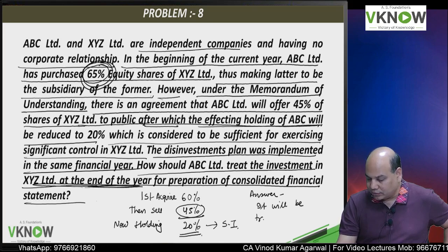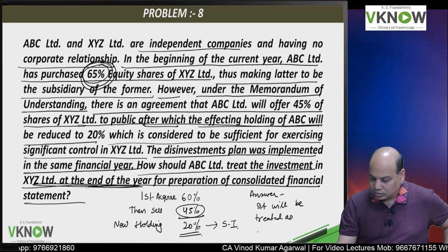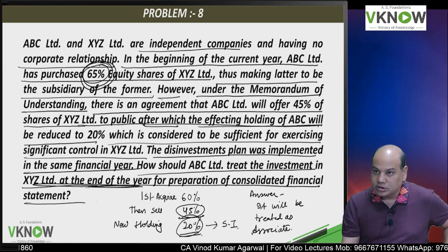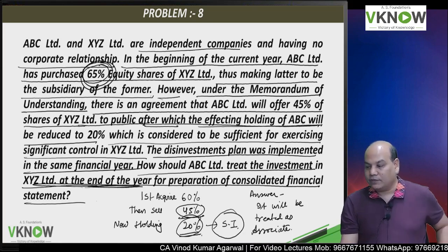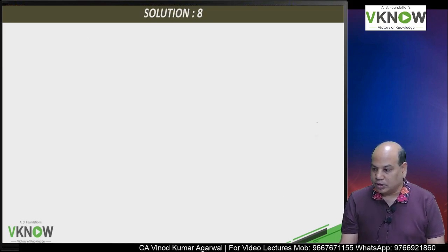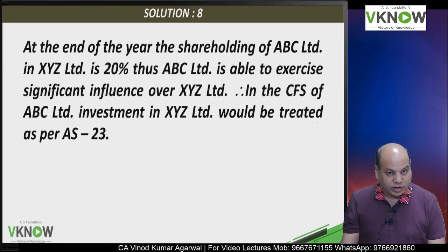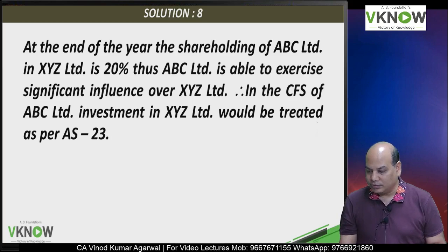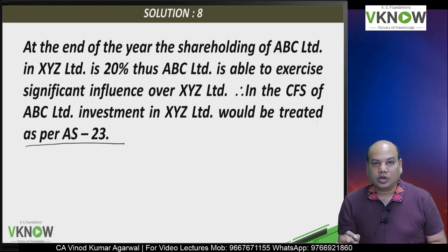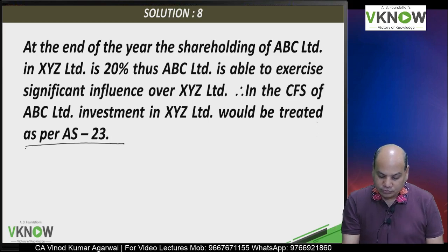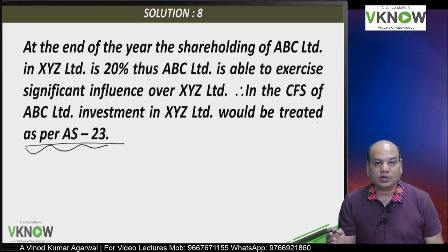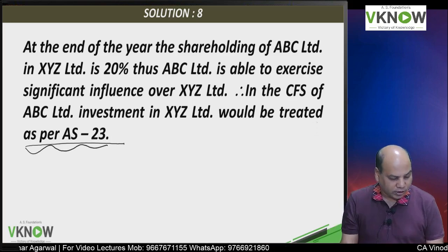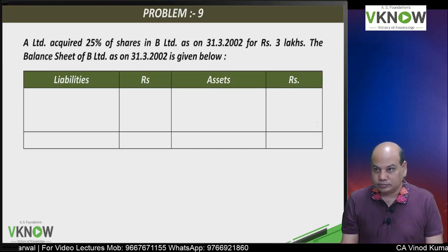it will be treated as associate, because now you are holding 20% share and you are able to have significant influence. So the treatment for the XYZ in the books of ABC would be, it will be now treated as associate. You are able to exercise significant influence, and which standard will be applied for the purpose of accounting of investment in associate? AS 23. AS 23 would be applied.